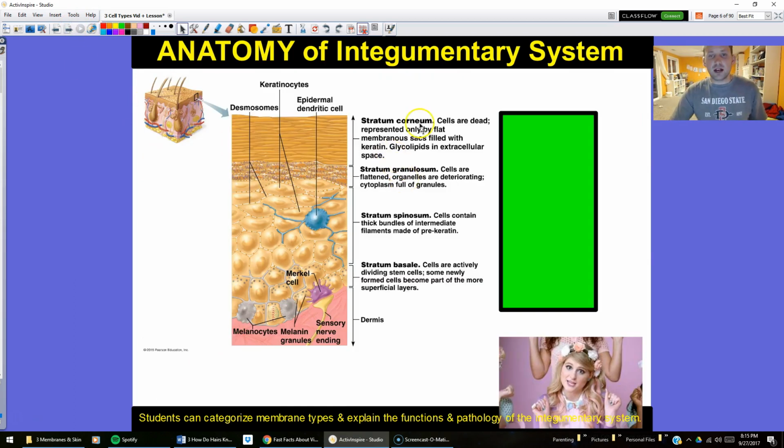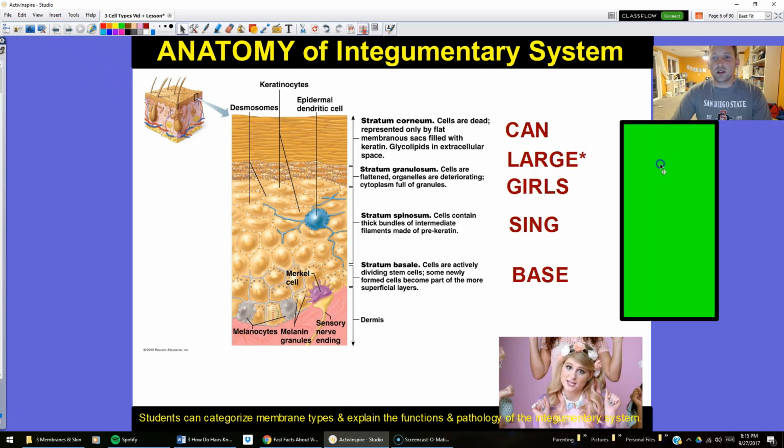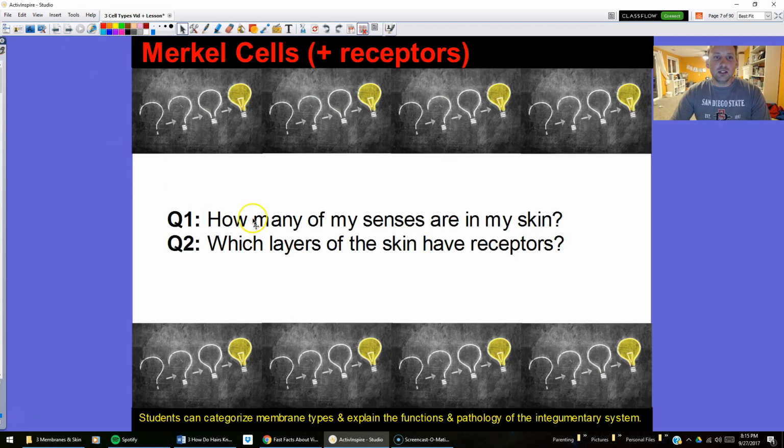So getting into it, we've talked about can large girls sing bass, or come let's get sunburned was one that Maggie Searcy wrote in her comments. Come let's get sunburned is another way to remember those layers of the epidermis. This lesson we're going to talk now about these black terms up and below, the keratinocytes, these dendritic cells that we'll call Langerhans cells. So this is the same as a Langerhans cell. Melanocytes, and these Merkel cells right here. So those are the four we're focusing on in this lesson. So first one, Merkel cells.